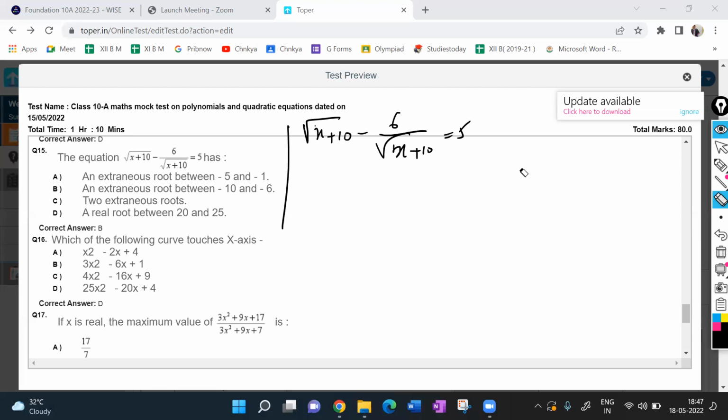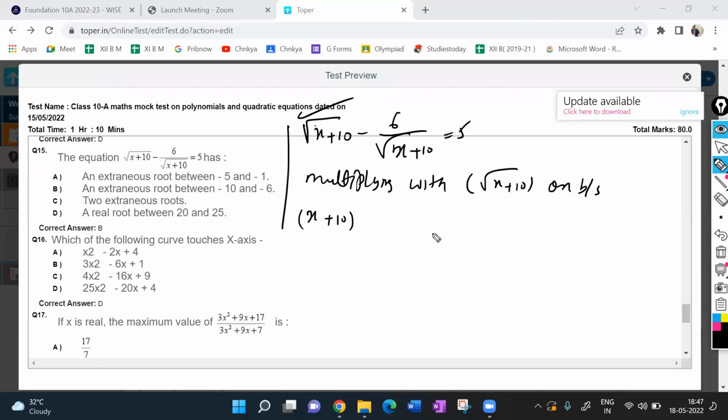Very simple. So now tell me, what should I multiply with on both sides, beta? Shall I multiply with root x plus 10 on both sides? So what are you left with? x plus 10 minus 6 is equal to 5 times of this, so x plus 4. Same thing, whatever we did earlier, is what I just got here.